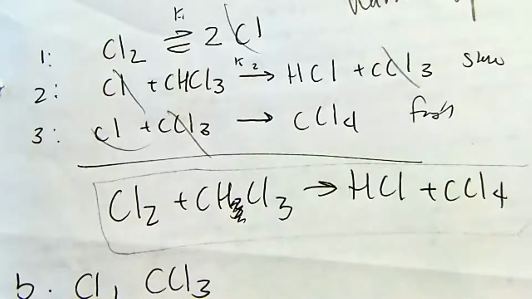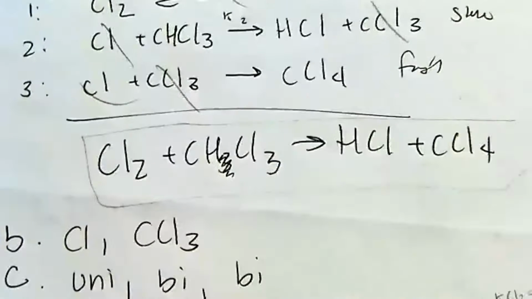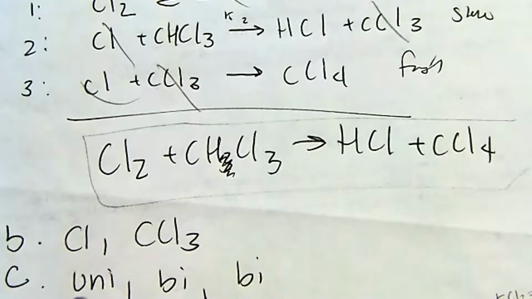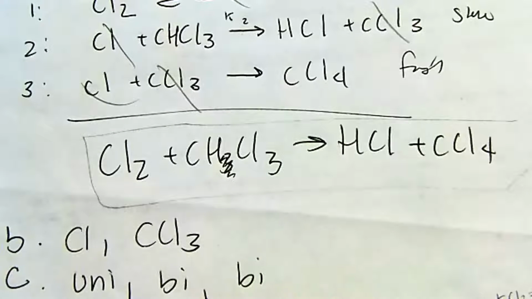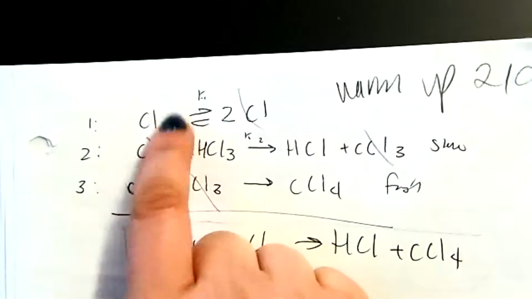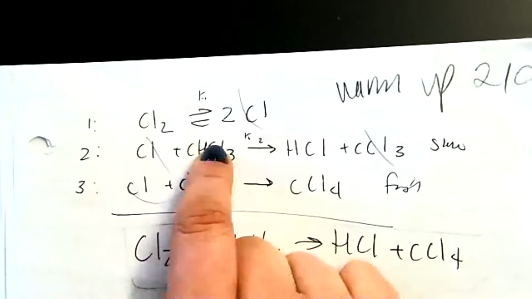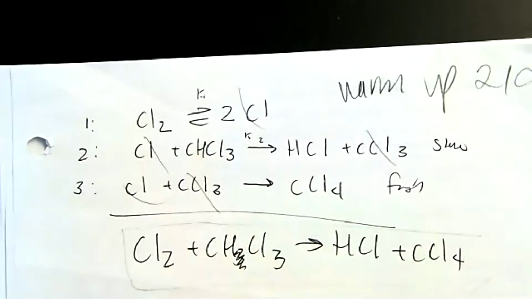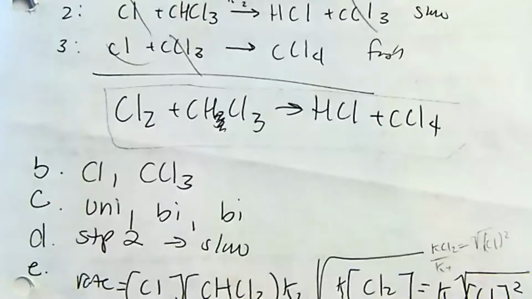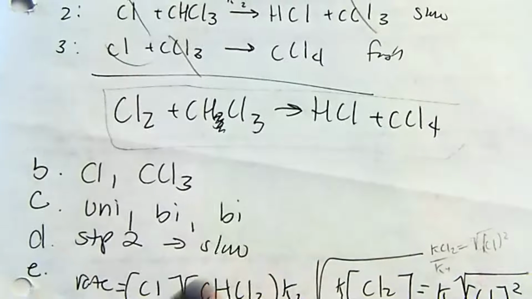What were the intermediates? We had two. We have chlorine and CCl3. Those are both our intermediates. Now for the molecularity, that's not the same as the order. This has to do with elementary steps. This one's uni, there's just one thing. Two things, so bimolecular. So unimolecular, and bimolecular. And then our rate determining step is our slowest step.